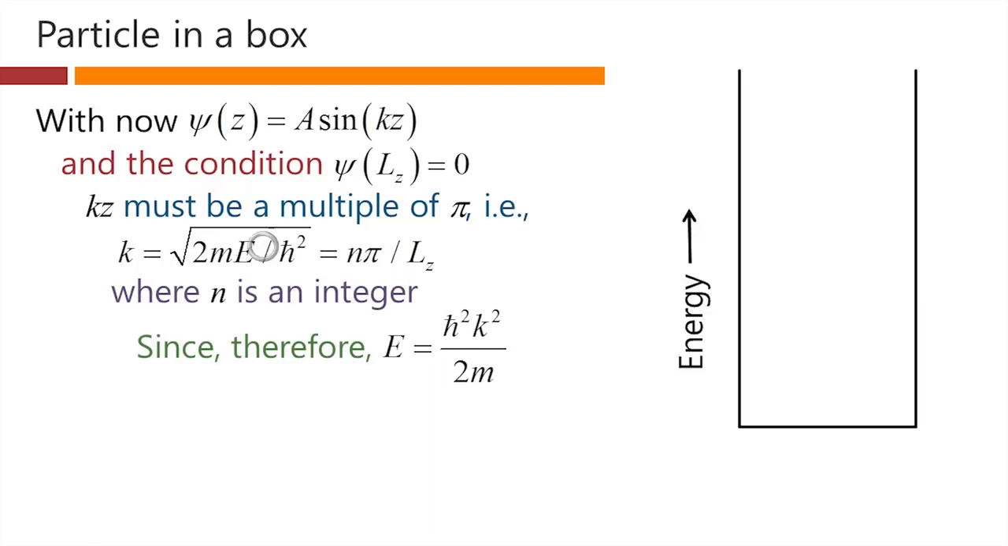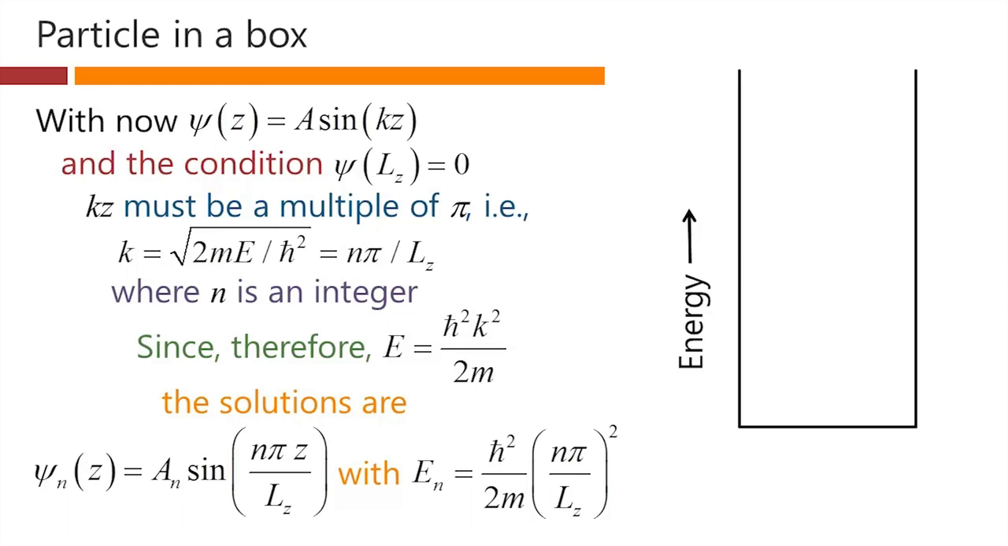So, since we know from this expression here that E is equal to h bar squared k squared over 2m, and we've just figured out what the allowed values of k have to be, then the solutions to this equation are, we put those allowed values of k into our a sine kz, and our energies here have to be the ones where k takes one of these values. So these are our solutions. We have a specific set of energies. For each choice of n, there's another energy we get, and for each choice of n, there's another wave function that we get.